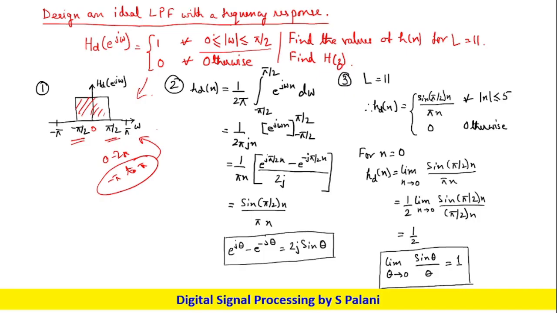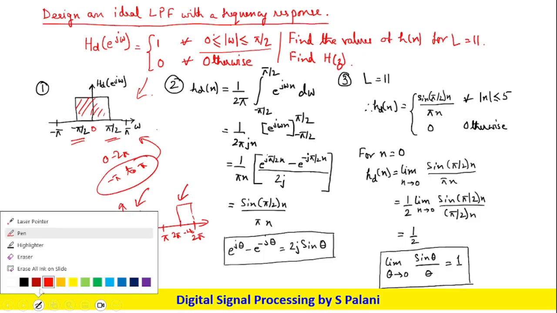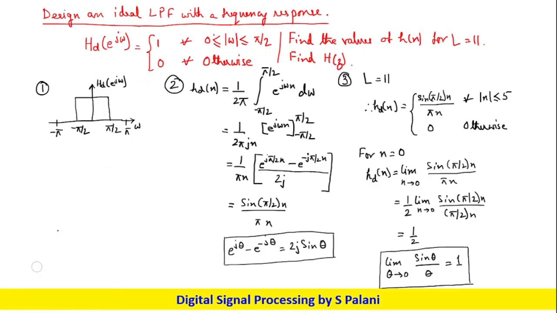Otherwise you can also work in the region of 0 to 2 pi. Okay, but over there what will be happening is that we will be having 0 to omega c, and then another integral from 2 pi minus omega c to 2 pi, right? So you have to compute the two integrals. Okay, so to avoid that, in this particular example we would be comfortable working in the region of minus pi by 2 to pi by 2.